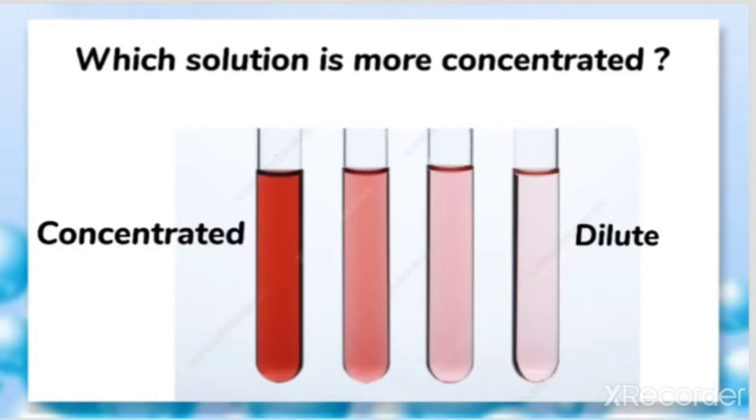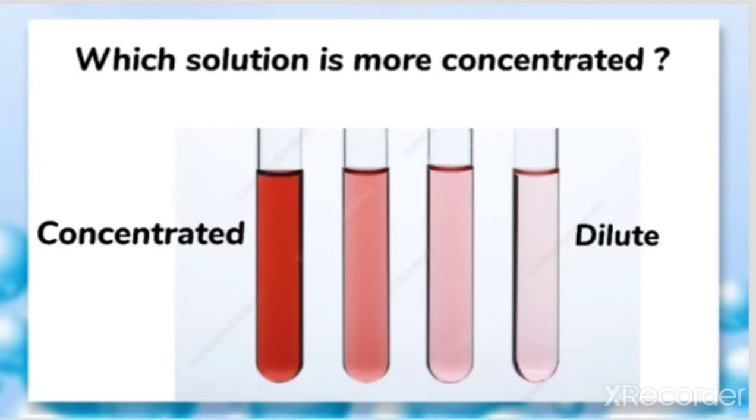So here you are expressing the concentration on the basis of the thickness of the color which is added to the water. The more thickly colored one is concentrated and the lighter one is diluted. So we are expressing the concentration here on the basis of the quantity of the solute which is added to the water.